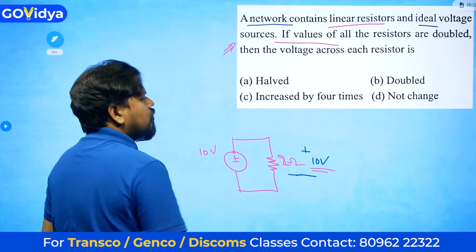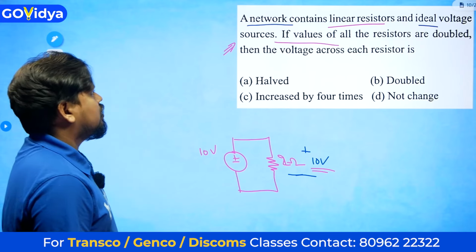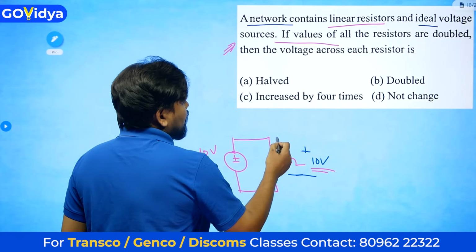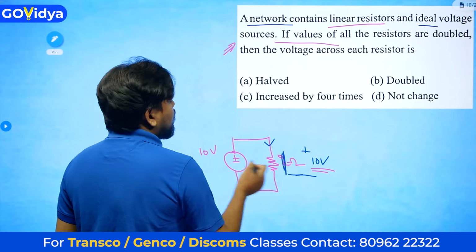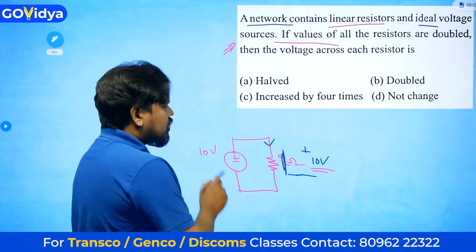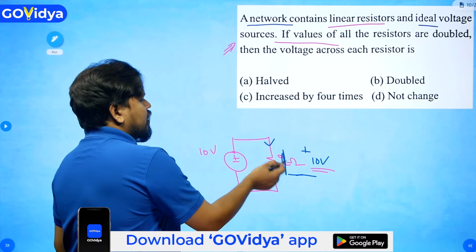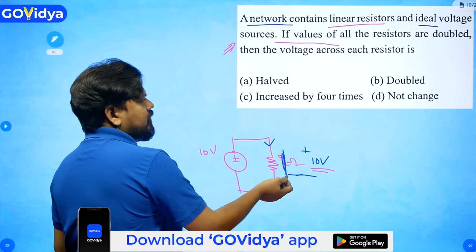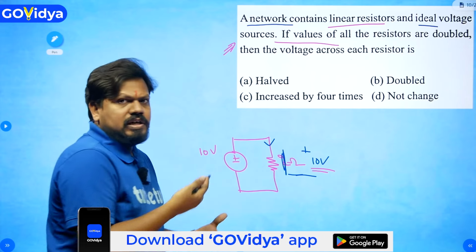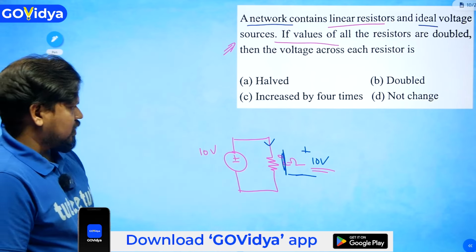Voltage will be 10 volt only. So that means current, what will happen? Previously, if 1 ohm is there, current is 10 amperes, so 10 divided by 1 is 10. Now, whenever 2 ohms is there, 10 divided by 2 is 5 ampere. That means current is getting changed, but voltage will never change.